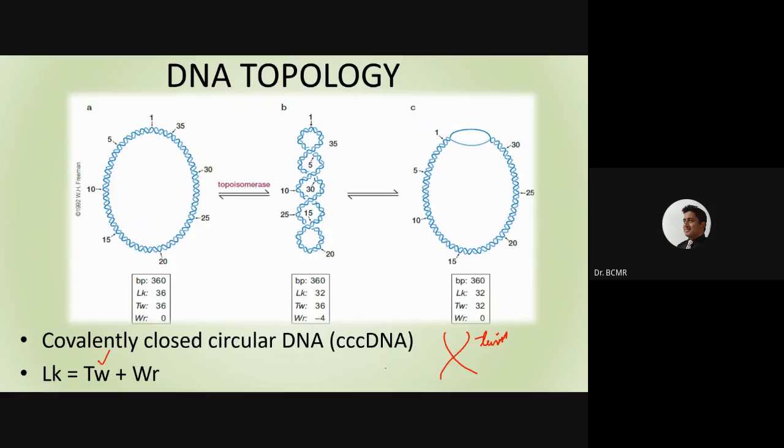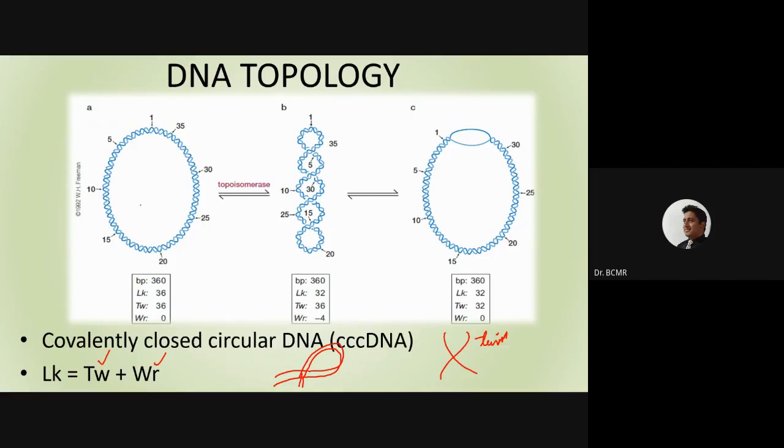What is writhe? This is the component. Writhe is one double-stranded DNA molecule crossing over or folding upon itself like that. That is one writhe. So every DNA molecule has twist.